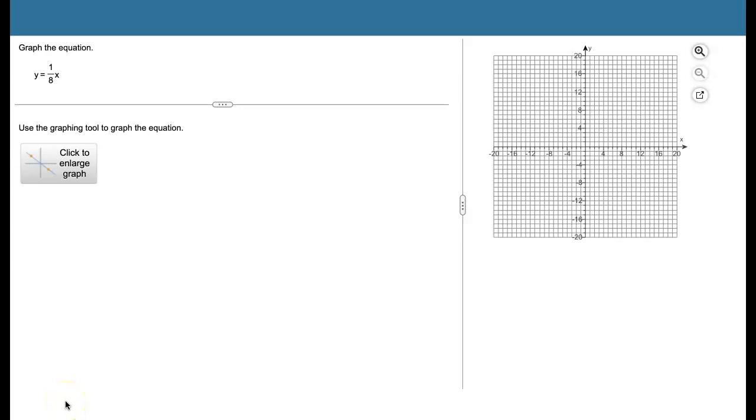In this video, we want to go through a few examples of how to draw a simple graph using Pearson's MyMathLab. So in this example, you see that we have the graph, well, the line y is equal to 1/8 times x, and we want to graph that. Of course, here they give us this graphing tool to use. So I'm going to go ahead and click on that.